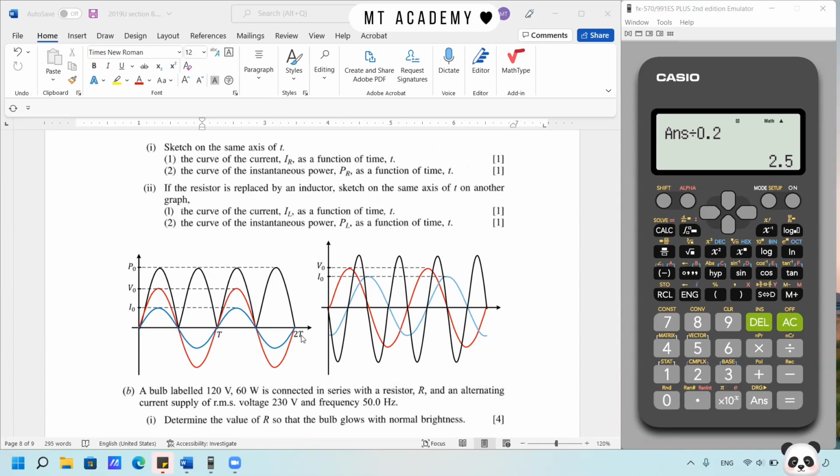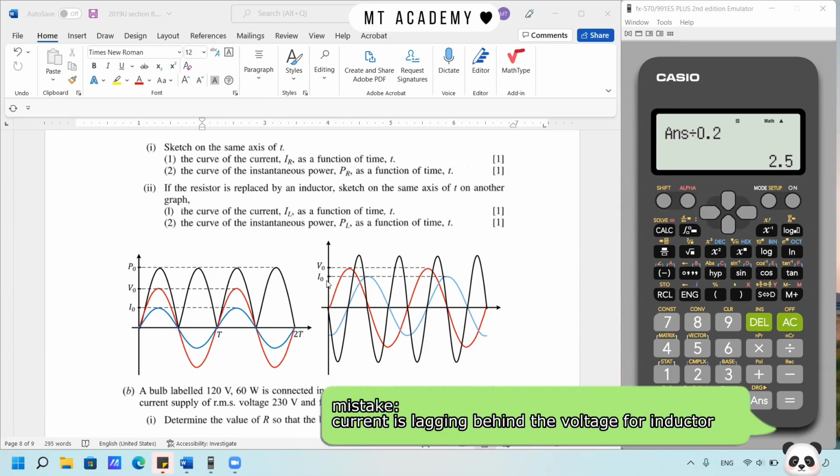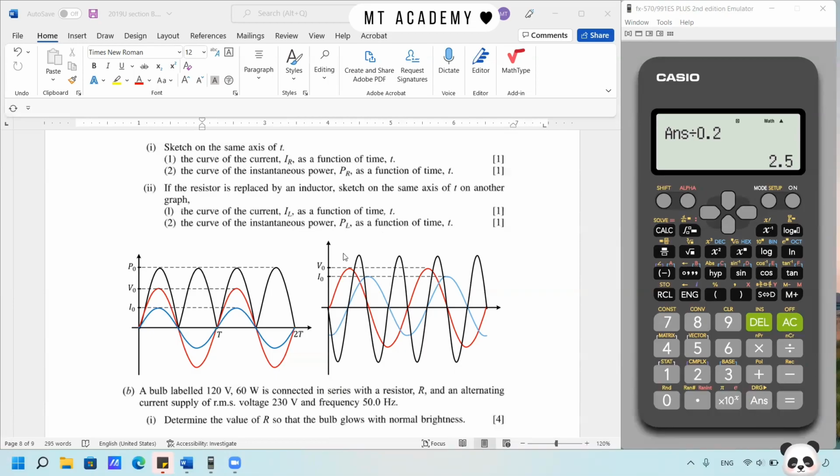dissipated as heat energy. And as for the inductor, the current is lagging the voltage by 90 degrees. You could see that the voltage is on the left compared to the current. So this is when the voltage is leading the current. As for the power dissipation, you could see that it alternates between negative and positive values. This means that we have a zero average power dissipation across the inductor.